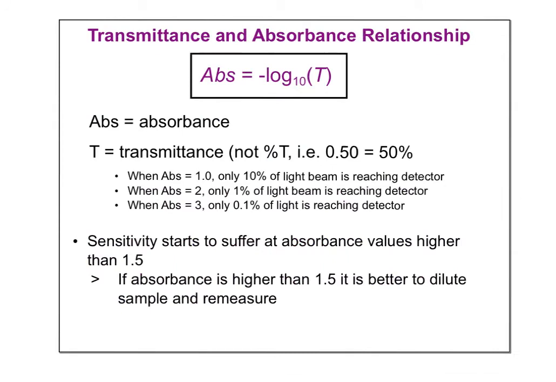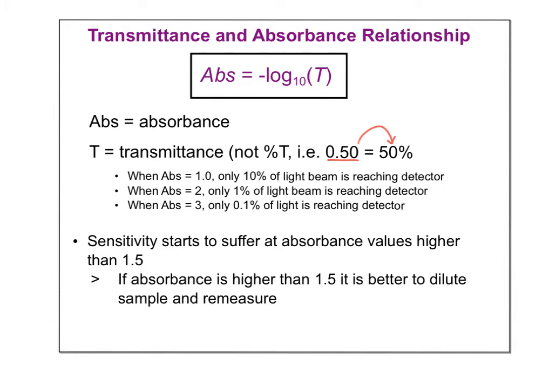So maximum absorbance, minimum transmittance, that's another way besides the color wheel we can decide what wavelength to set our colorimeter to. So there is a relationship between absorbance and transmittance. So the absorbance is equal to the negative log of the transmittance. ABS is absorbance, T is transmittance. It is not percent transmittance on here like it was on the graph. So for example, if you solved this and got 0.5, that would actually mean 50% transmittance.